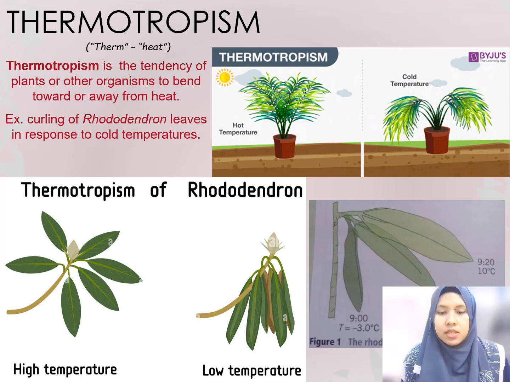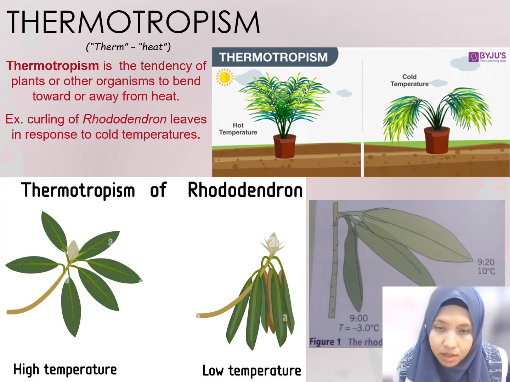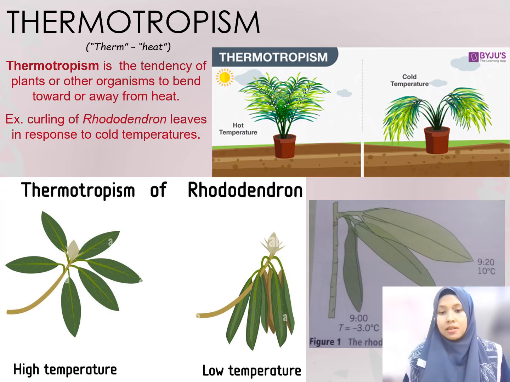It's the same with this picture, which looks like a palm plant. When it is a hot temperature, they will open up. So that is the positive thermotropism. But when it is a cold temperature, then they will go away from the heat. So this is the negative thermotropism.